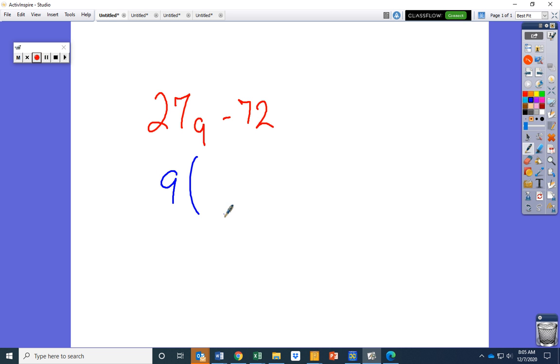Everybody, 9 times what gives me 27q? 3q. And 9 times what gives me negative 72? You've got to be careful here. Why? Because it's a negative. 9 times what gives me negative 72?